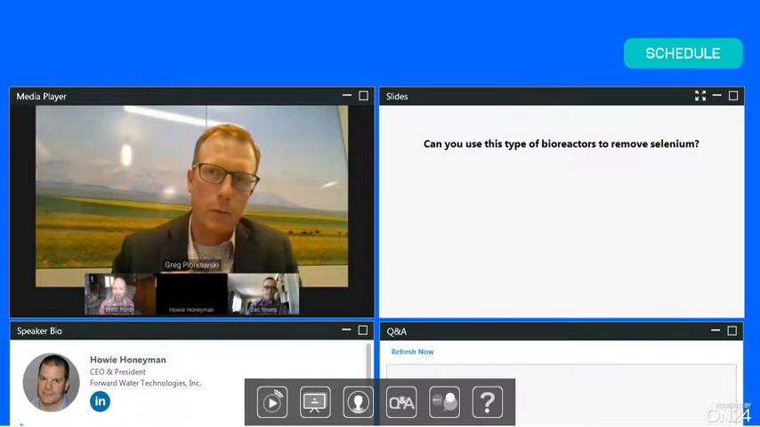So I'm quite certain that it could be done. I don't know all of the details around how it would be applied to selenium, but I imagine it would take a much longer retention time than the bioreactors for removing nitrate. So that would be one condition. And of course, the retention time, because it would be longer, it'd be a much bigger system. So it would have to be designed a little bit differently.